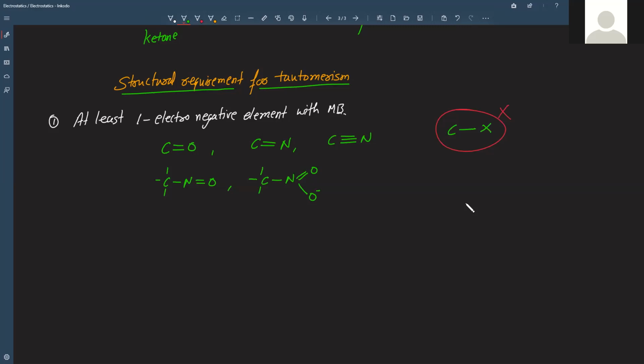Here also there will be, and so this is the nitro group. So here also all these are candidates for tautomerism because they have a multiple bond and they have at least one electronegative element. So that was the first requirement.